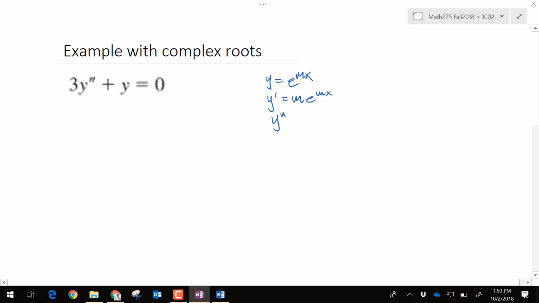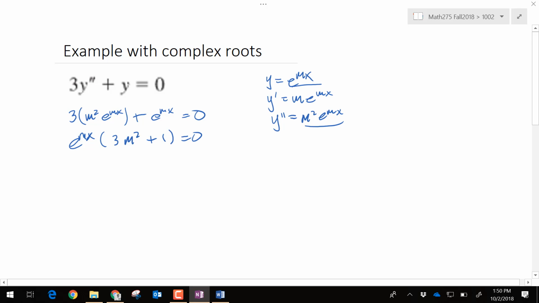So y double prime is going to be m squared e to the mx. We'll take our y double prime and our y and put them back into this differential equation. We have 3m squared e to the mx plus e to the mx equals 0. Factor out an e to the mx, and then solve for this.